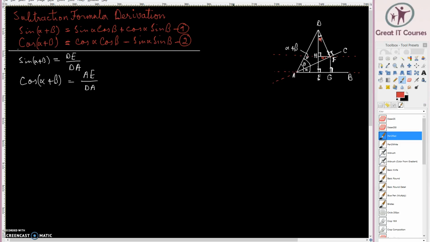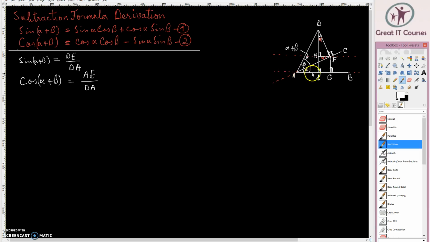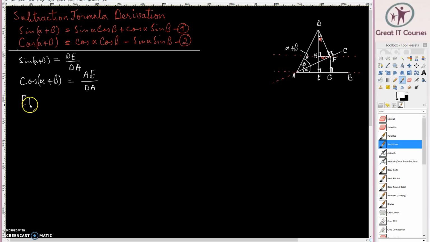So next, what you need to do: now you know that the length ED, which is this length over here, is equal to HE plus HD, but HE is equal to FG, so you can say that this length ED is equal to DH plus FG. So ED is equal to FG plus HD, right?